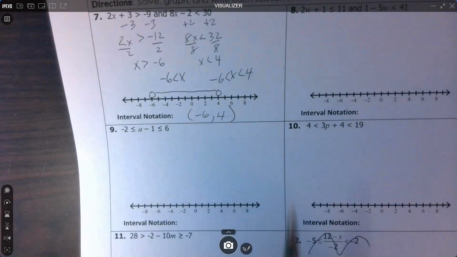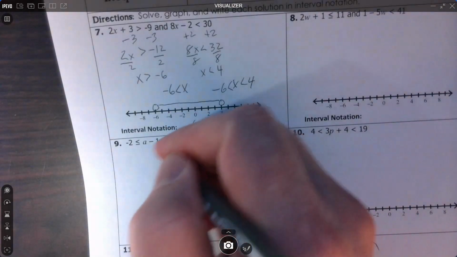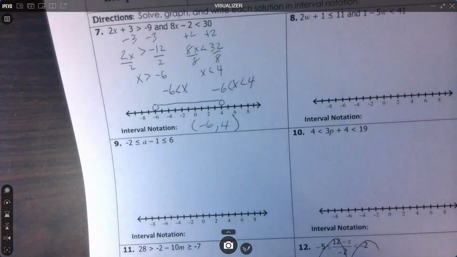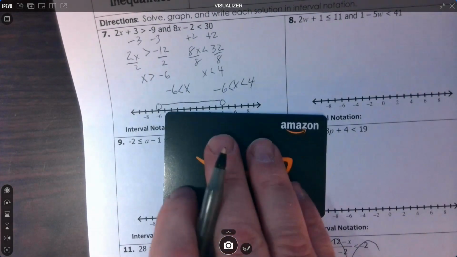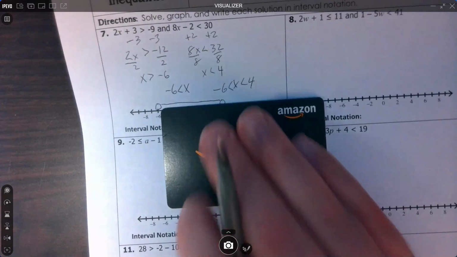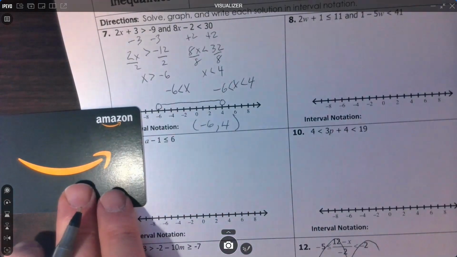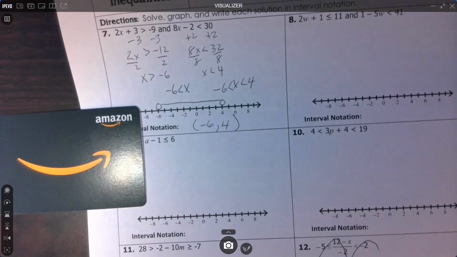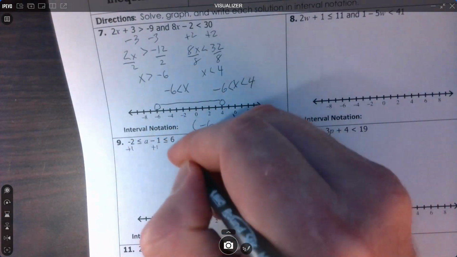Okay, so how do I do this? So what I would do is think about this as two different problems. Let me use my good old handy dandy Amazon card here. If I were to do this problem, what would be my first step? It would be to add 1, right? Now let me ask you this question. What would my step be if I had to solve that one? Still the same step. Add 1. So do them all at the same time. So add 1, add 1, add 1.